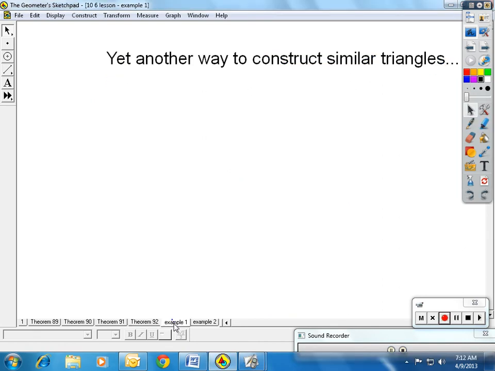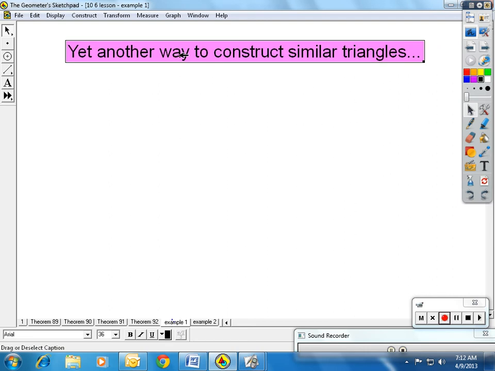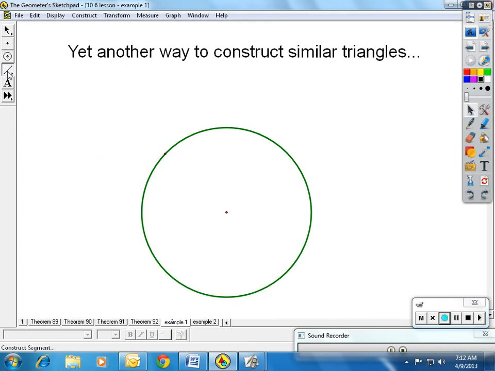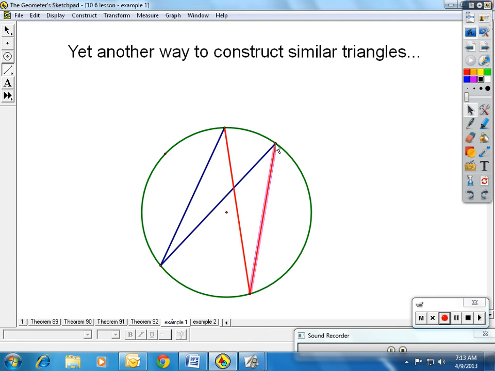a nice example to use is yet another way to construct a similar triangle. From this, we've constructed many similar triangles, and a clever way to construct a triangle would be to use our first theorem. I'm going to construct two inscribed angles. Let's display this with a different color there. I'm going to name these triangles. Call that A, B, put a point here on the intersection, C. A, B, C.